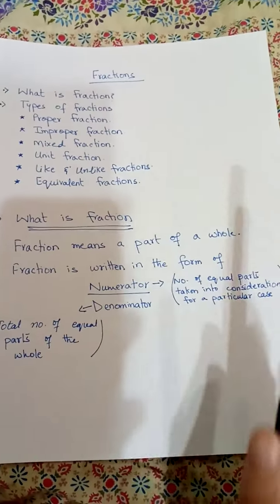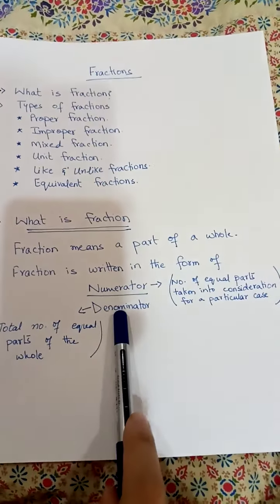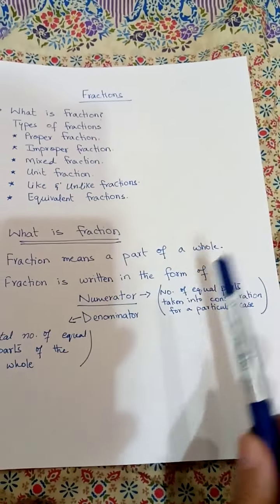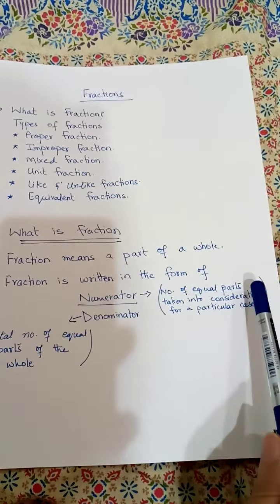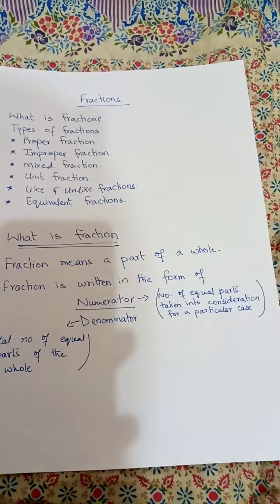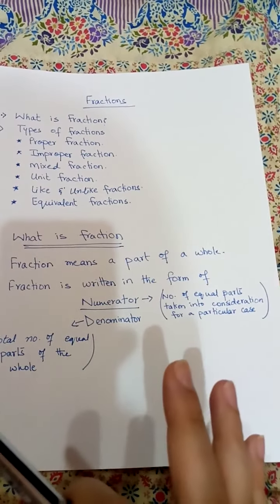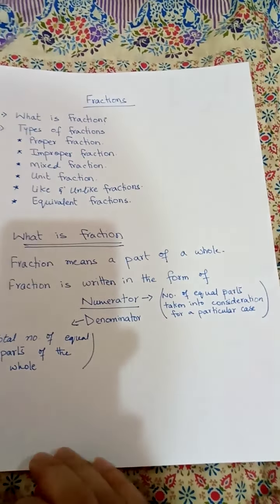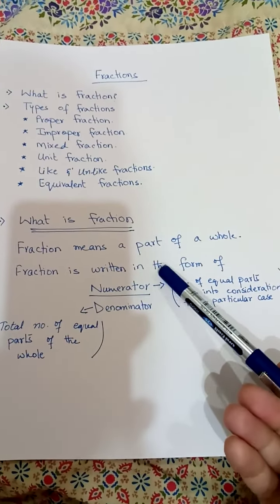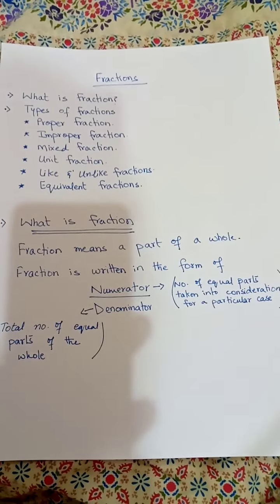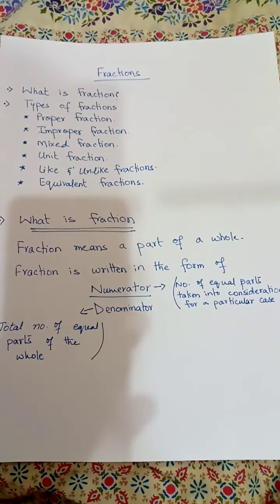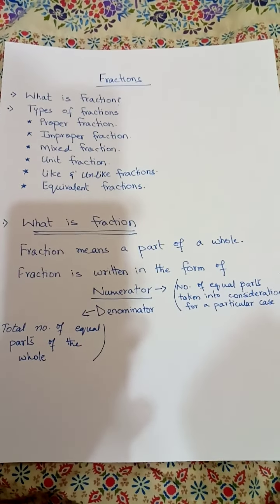Now, fraction is written in the form of numerator upon denominator. So basically, what is numerator? Numerator is number of equal parts taken into consideration for a particular case. So basically, if we are going to discuss the example which I quote of an apple, in that case, what is going to be the numerator if I want to know about the fraction of that part which I have? Then it is going to be 1. Numerator is going to be 1 because I'm going to keep one part with me.